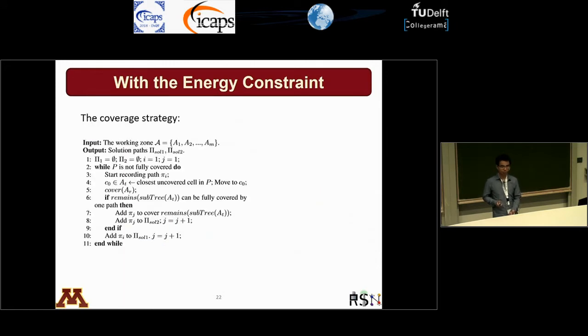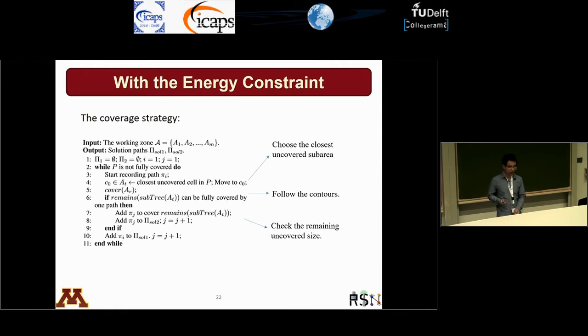Now we can look at more details of our algorithm. This algorithm does three things. First, we choose the closest uncovered sub-area. From there, we follow the contours. And then we also need to check the remaining uncovered size. If the remaining uncovered area in this sub-area can be fully covered by a single pass, we consider it already fully covered.